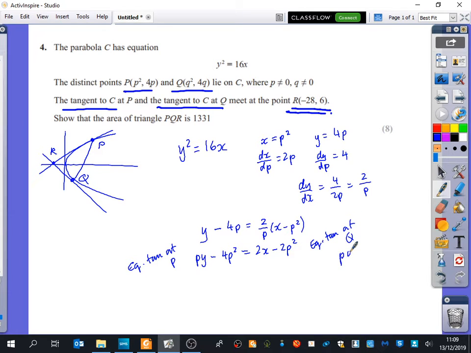It's just going to be qy minus 4q squared equals 2x minus 2q squared. And we know that these two things intersect each other when it passes through the point minus 28, 6. So both of them go through the point minus 28, 6. That must mean for this thing here, when x is minus 28, y is 6.